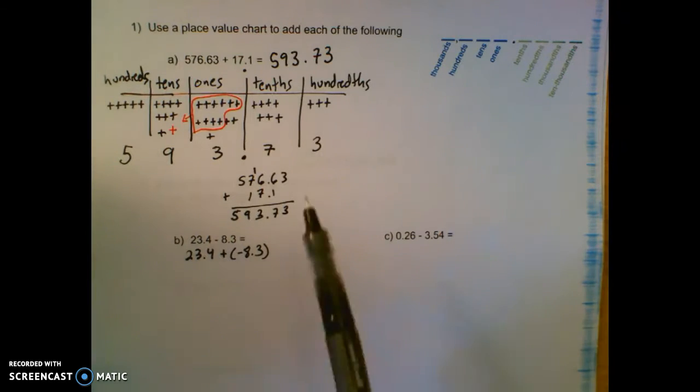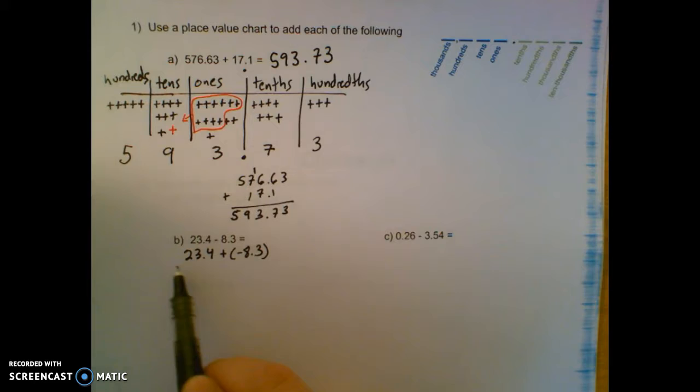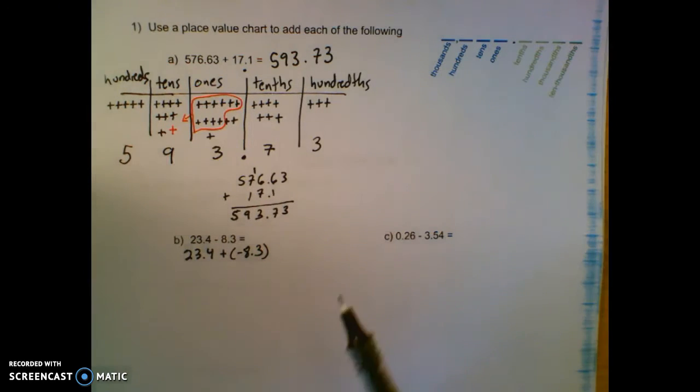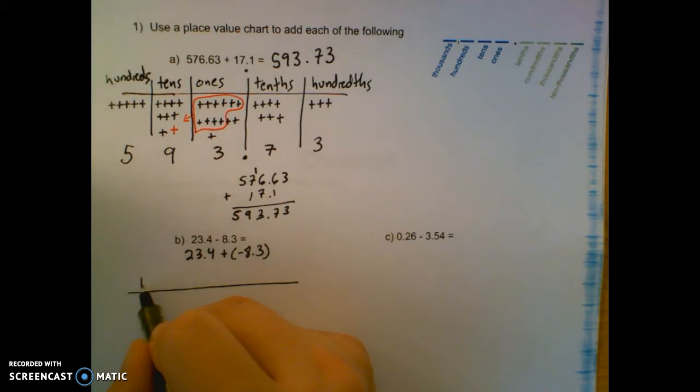And whenever I have numbers that have different signs, so 23.4 is positive, 8.3 is negative, I'm going to look for which one has the greater absolute value. Which one do I have more of, whether they're positives or negatives, that I'm going to draw. And in this case, this is 23.4. So I'm going to start with putting 23.4 in my chart.